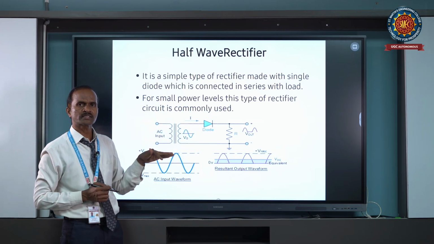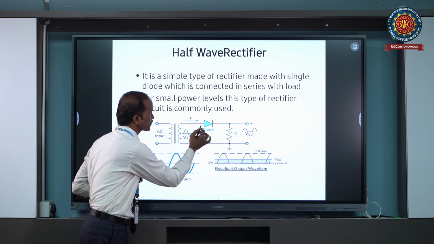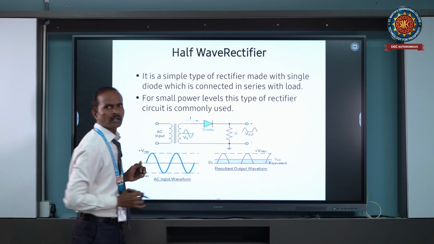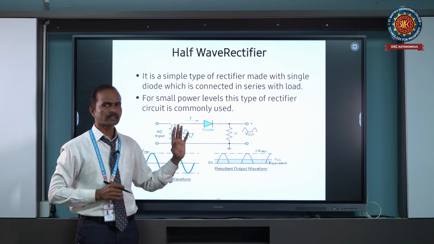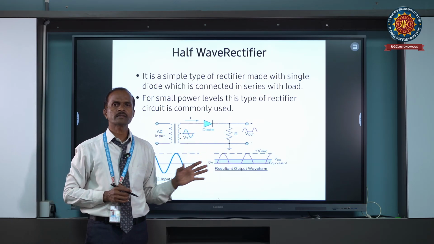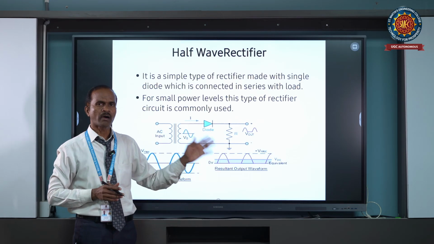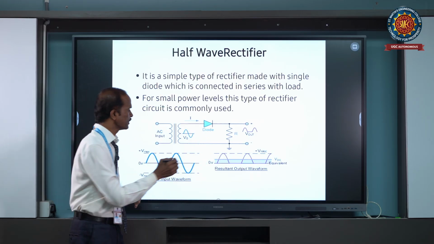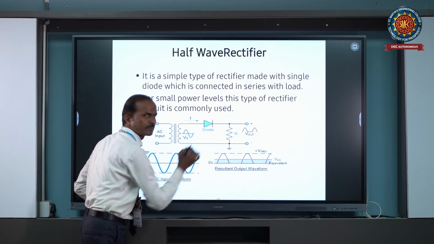Because of that short circuit, the entire current passes through the diode towards the resistor RL. When the current passes through the load resistor RL, a voltage is developed across RL. That is the output waveform here. So this is the positive peak cycle.